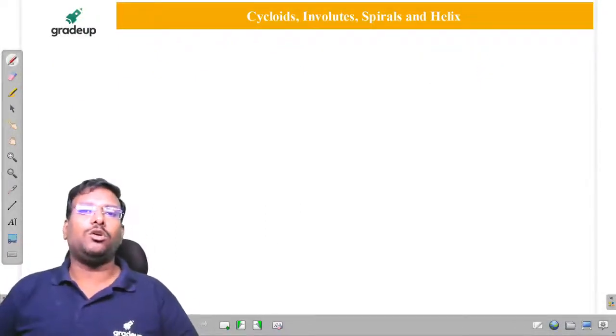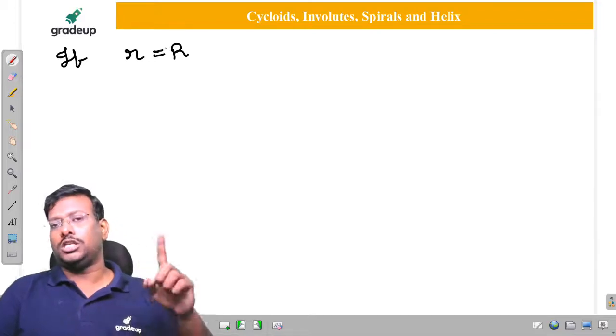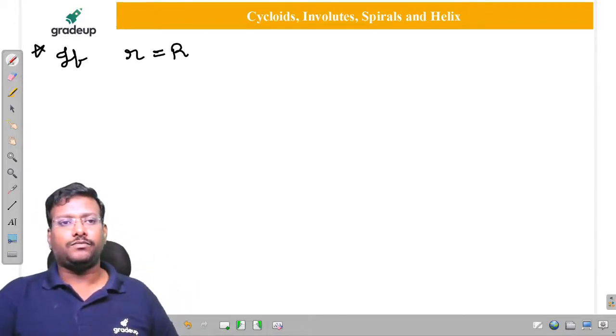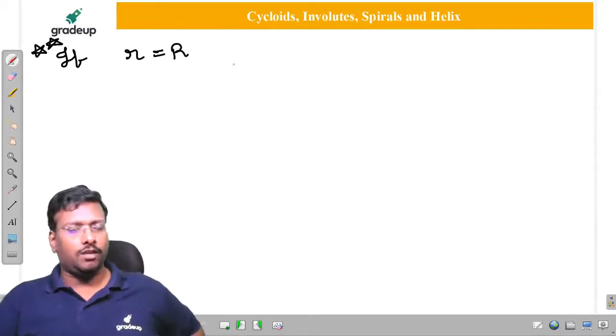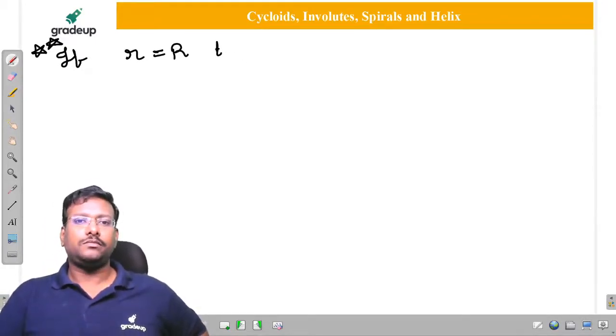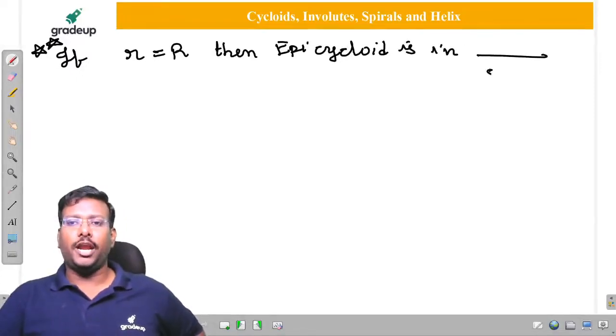I will ask one more question. Try to give the answer. If small r is equal to capital R, all of you carefully observe. This is one of the most important. If small r is equal to capital R, then an epicycloid is in what shape?